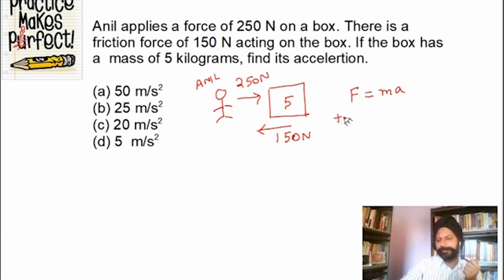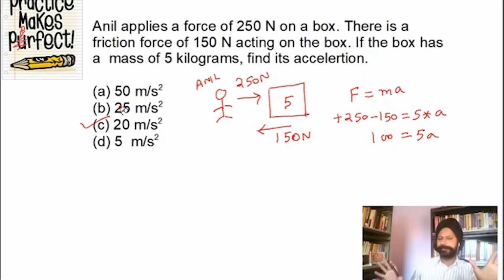F is +250 -150, which is equal to mass times acceleration. So 100 is equal to 5a. Now a comes out to be 20 meters per second square. Over, end of story. That's it. That's all you had to do.